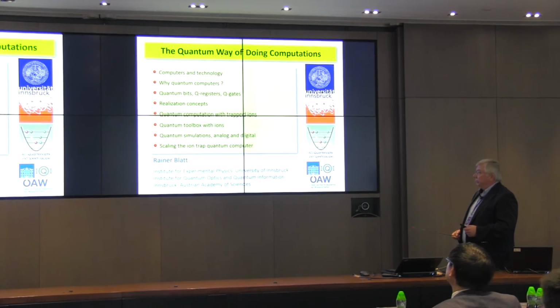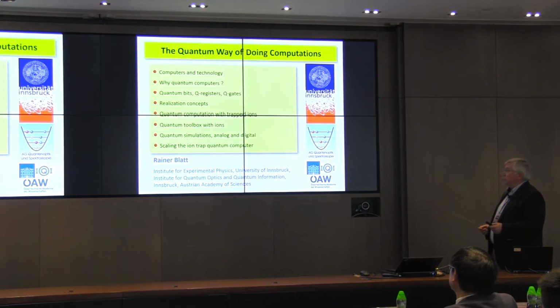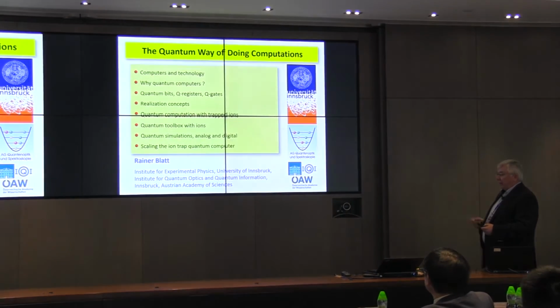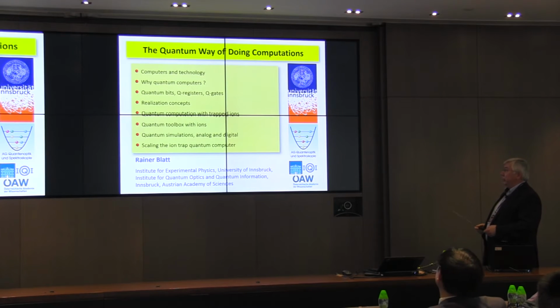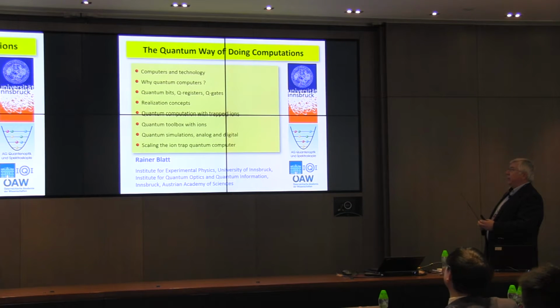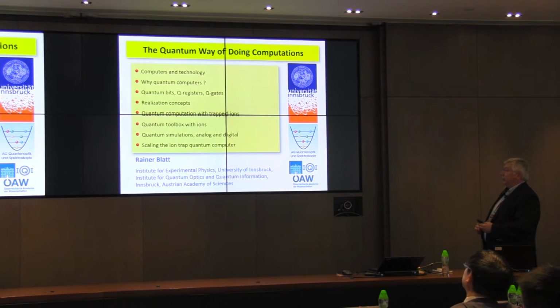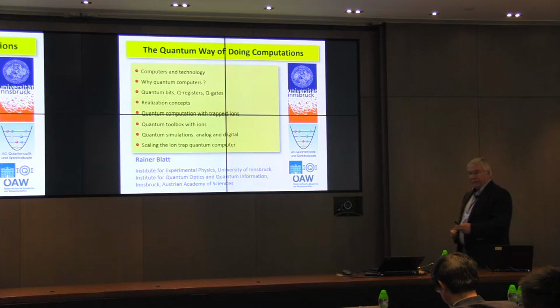So the menu of this afternoon's talk: first, I would like to talk briefly, very generally, about computers and technology, and then I would like to address the question, why do we actually want quantum computers? Then we go into bits and pieces. In particular, these are quantum bits and quantum pieces like quantum registers, quantum gate operations that we need in order to realize that, and a few thoughts about realization concepts, how we can actually do these things.